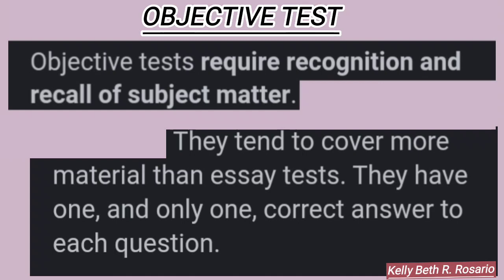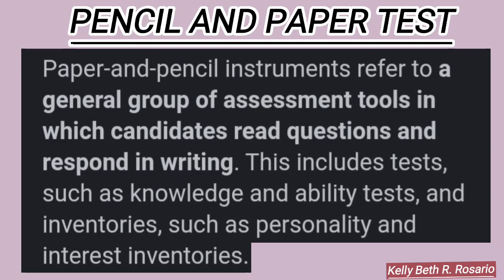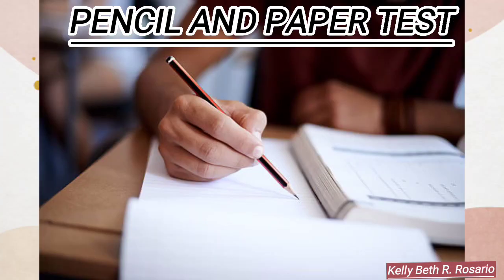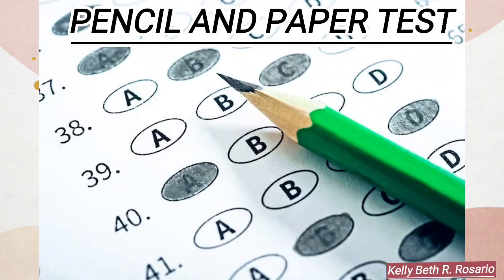Now that we know what is objective test, we will start to discuss what is paper and pencil test. Paper and pencil test refers to the general group of assessment tools in which the candidate reads questions and responds in writing. This includes tests such as knowledge and ability tests and inventories such as personality and interest inventories. An example of this is when we are taking our examination, we are using a pencil to write our answer on paper.